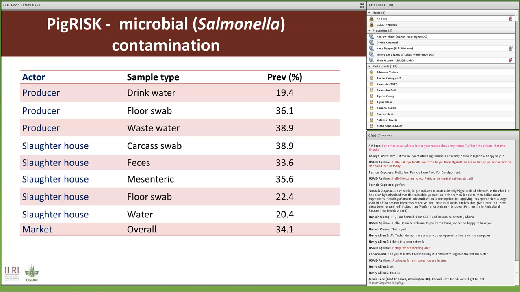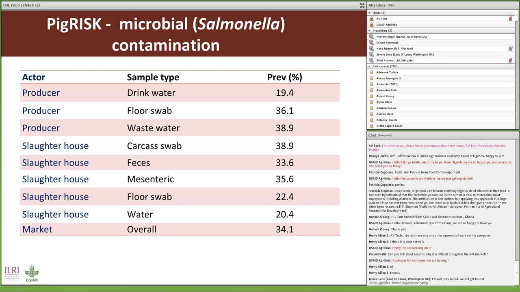It means the percentage of salmonella contamination. So salmonella here is a hazard for our risk assessment context. You can see here basically salmonella is quite prevalent in many samples that we studied.